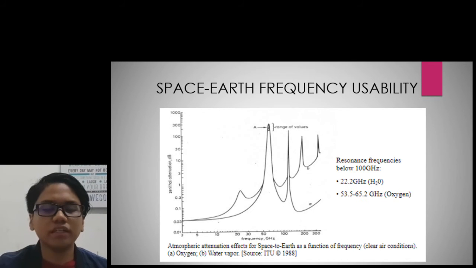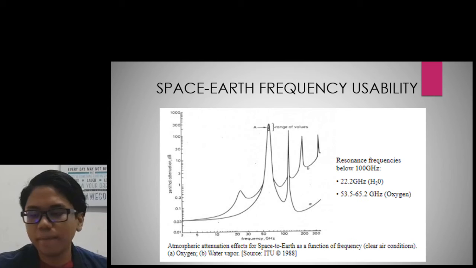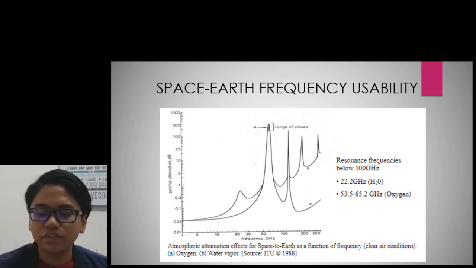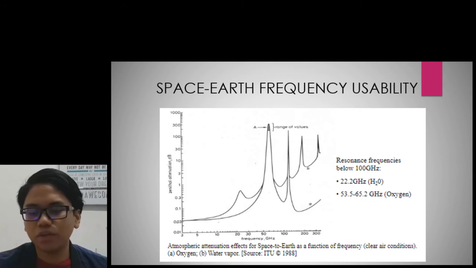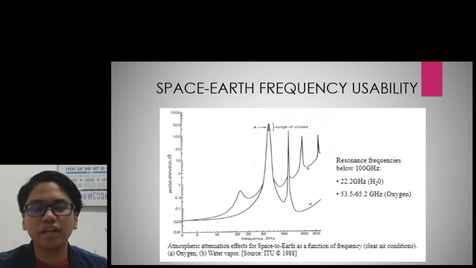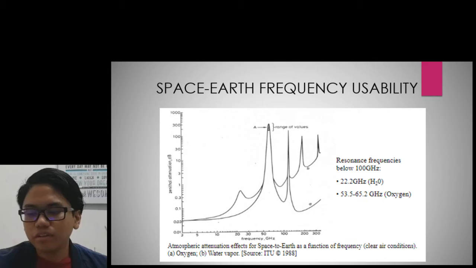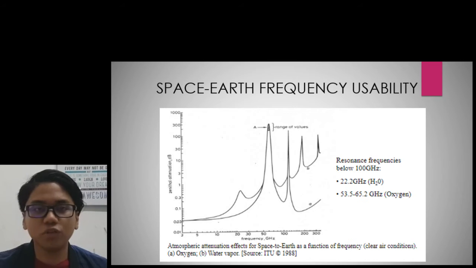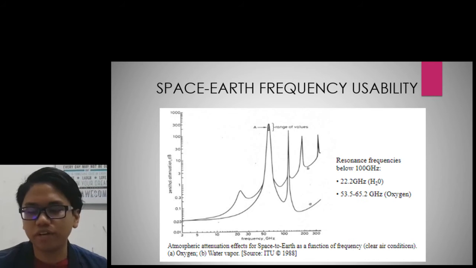For the space earth frequency usability, this is the figure of the frequency wave. The resonant frequencies are below 100 GHz. For the H2O, the frequency is 22.2 GHz. Meanwhile, for the oxygen, the range of the frequency is between 53.5 and 65.2 GHz.